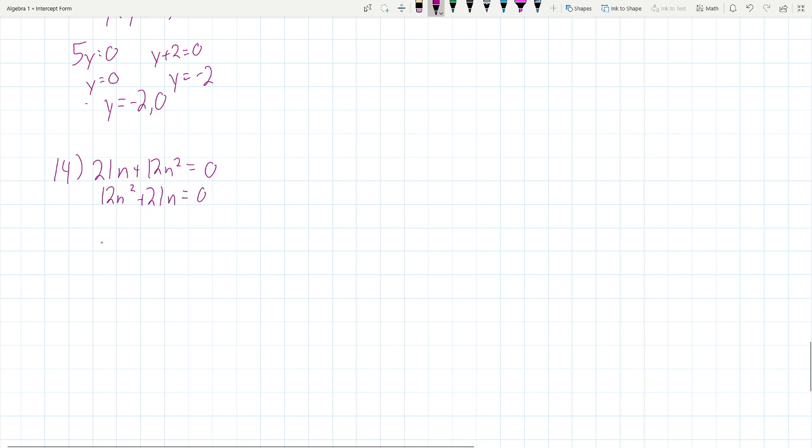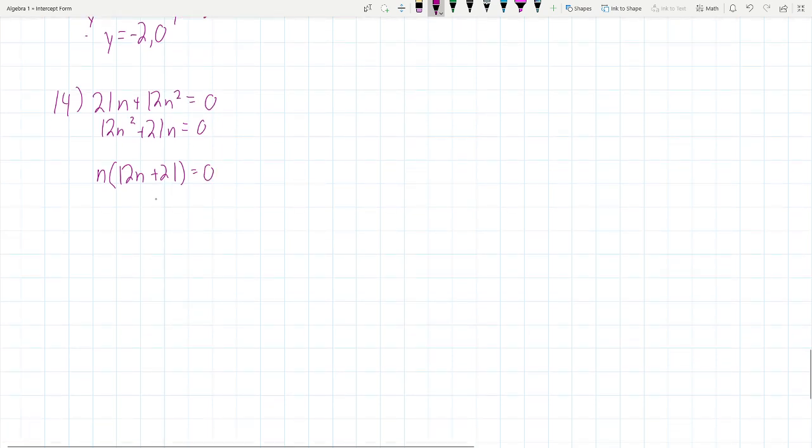First thing I see is that they both have an n in common. So I go, okay, n, 12n plus 21. Is there anything that both 12 and 21 have in common? Besides 1, 1 works, 2 does not, 3 does. Okay, so let's just pull out a 3. So I get 3n, leaves me with 4n plus 7.